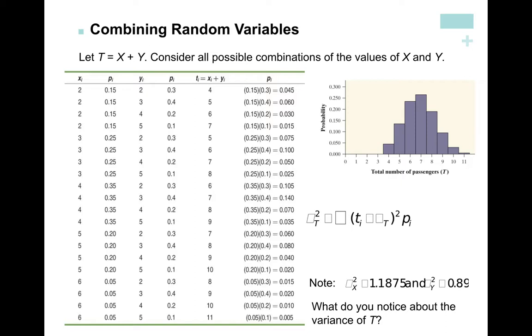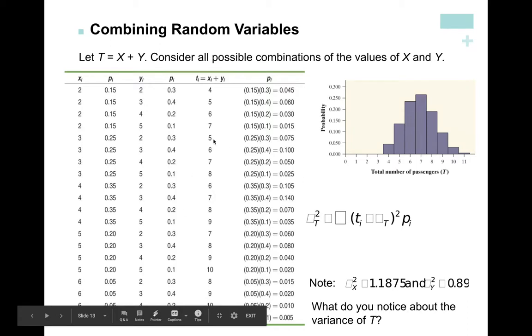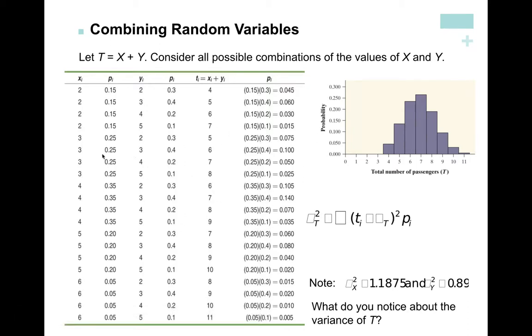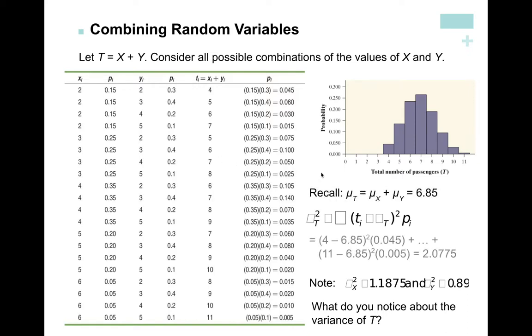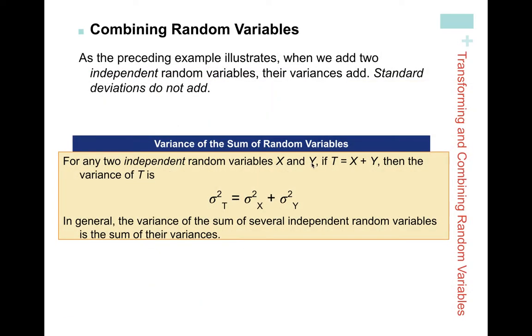The whole key to figuring out the standard deviation is that the variances add. Now, I apologize for the quality of this video, but the entire point of this is that you're never going to have to do this by hand. This is just a reminder of how you do this by hand. You're never going to have to calculate variance by hand. All you need to know is that variances add. So as the preceding example illustrates, when we add two independent random variables, their variances add. Standard deviations do not add. And this is in your textbook. You should have read this and taken notes on this.